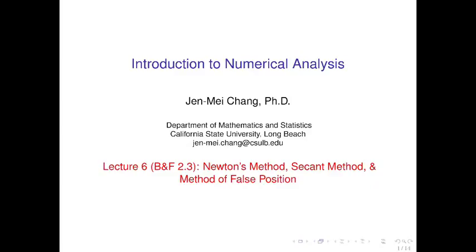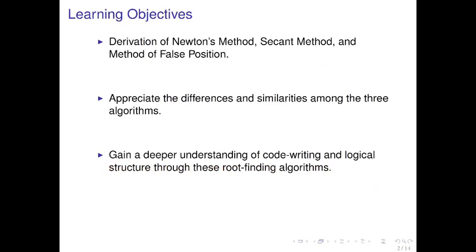In this video lesson today, we'll look at three root finding algorithms. They are Newton's method, secant method, and method of false position. We'll first derive Newton's method, which is the starting point for the other two methods, and look at some of the similarities and differences of those three methods.